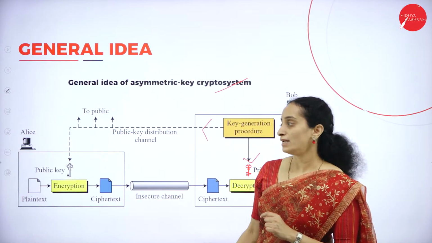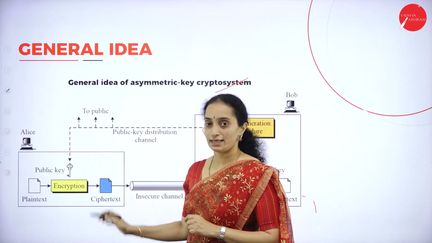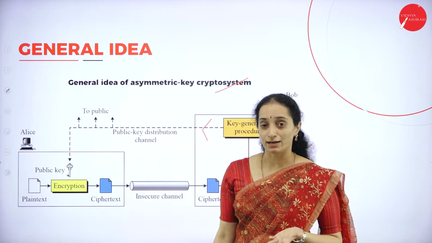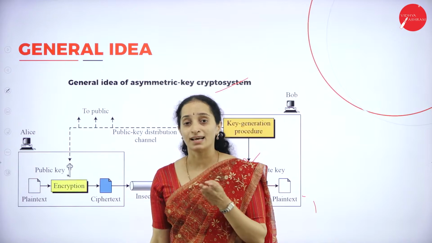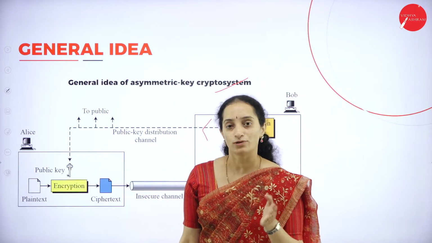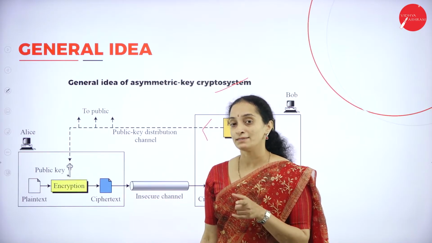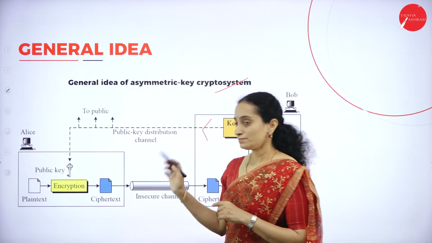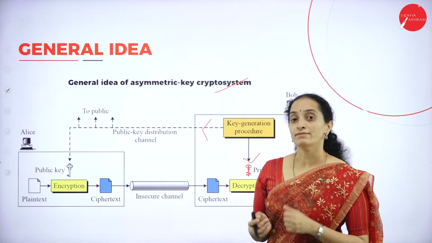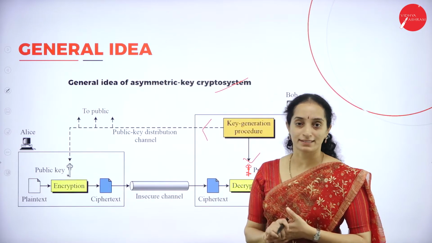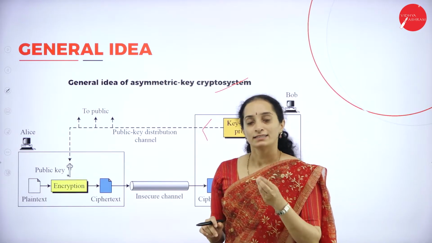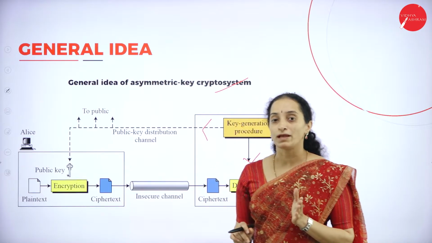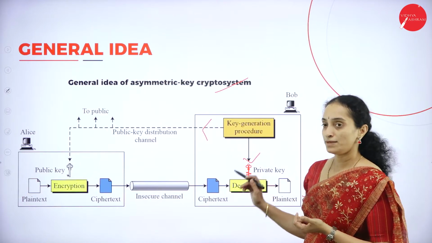There will be a channel which distributes the public key, which will be available to both the sender as well as the attacker. Both will be having the public key, but the attacker will not be able to get the private key. Because of that, he will not be able to unlock the message.